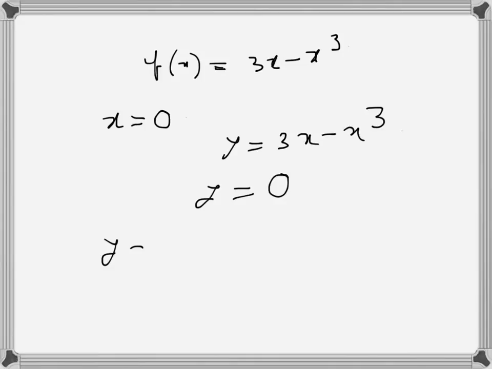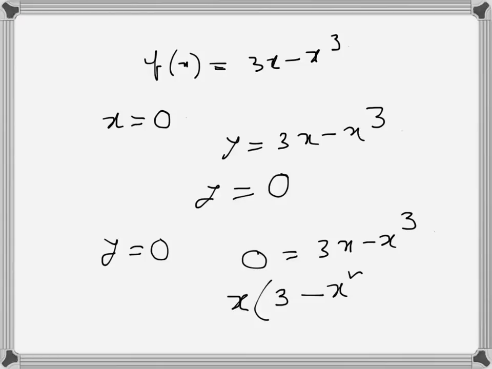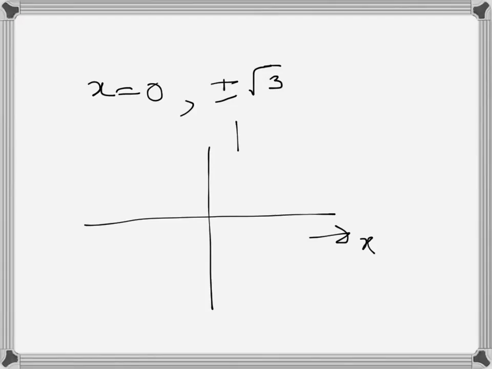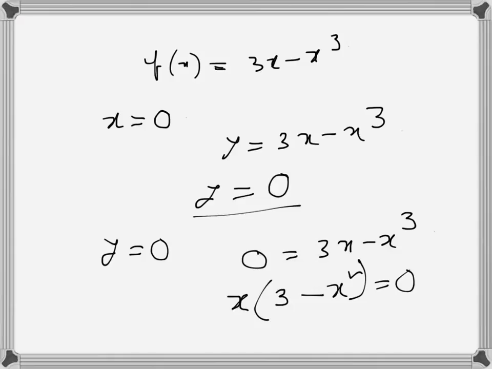Similarly, when y is equal to 0, we have 0 equals 3x minus x cube. We will try to solve it for x, and we can see that x times (3 minus x square) is equal to 0. So either x is equal to 0 or plus minus root 3. If we look at the graph here, this is the x-axis, this is the y-axis, and this point is the origin. The curve goes through the origin because both x and y are equal to 0.